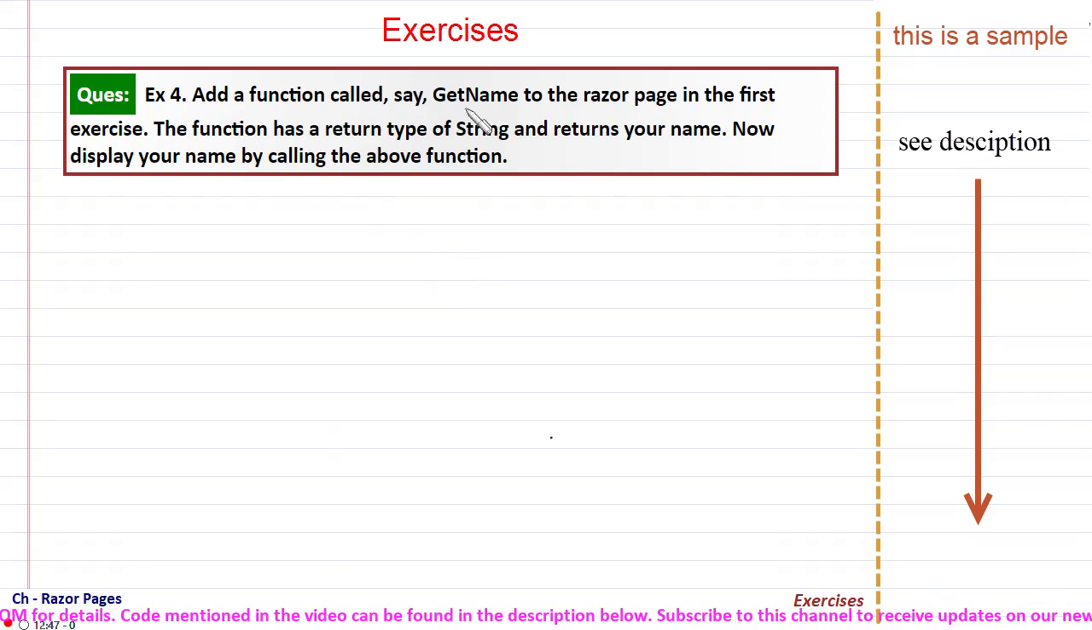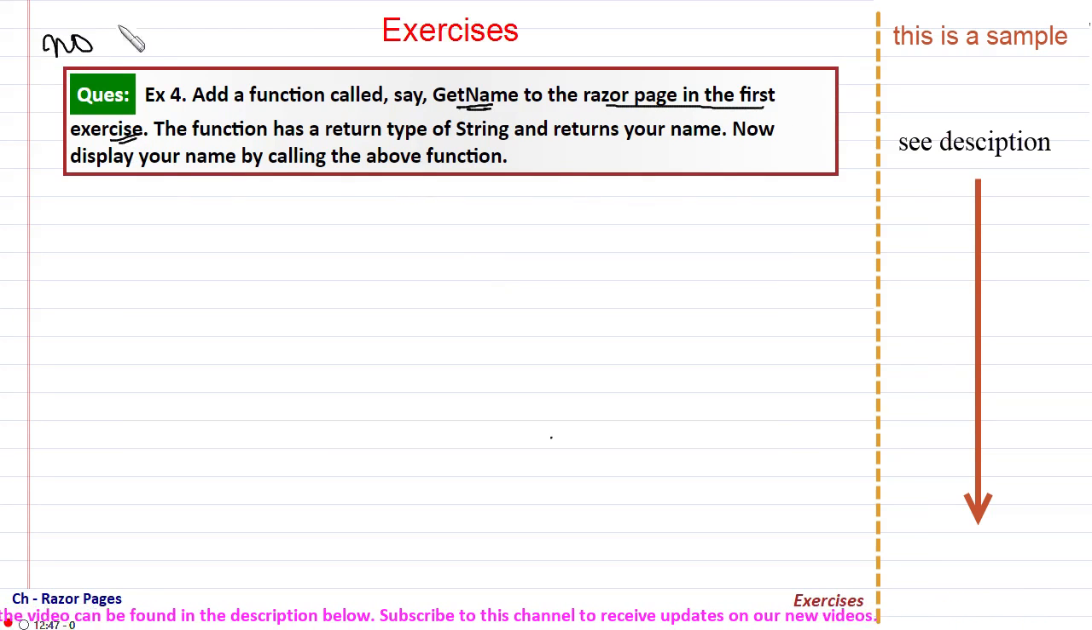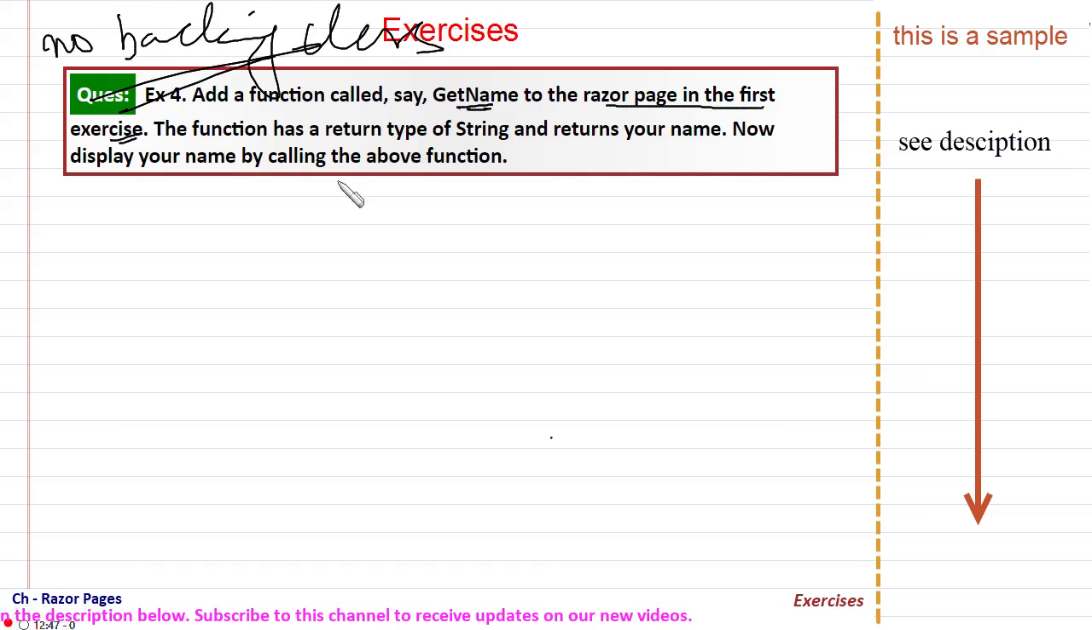Add a function called getName to the Razor page in the first exercise, that is, with no backing class. The function has a return type of string and returns your name. Now display your name by calling the above function. So basically we have to add a function and call it.